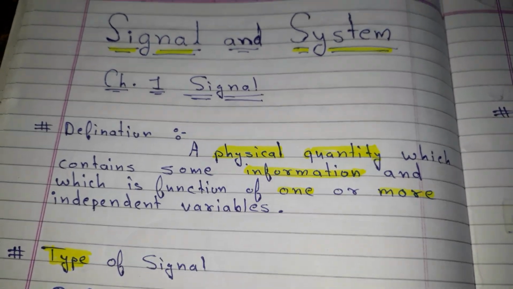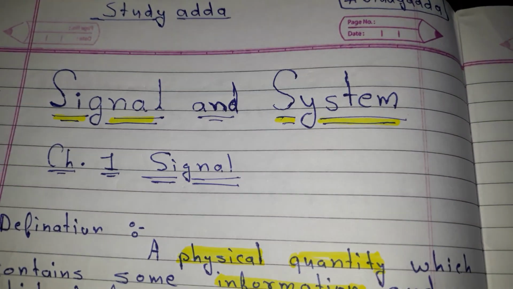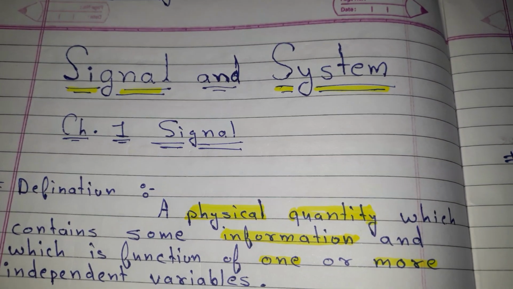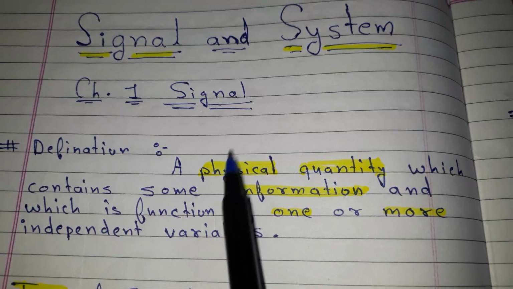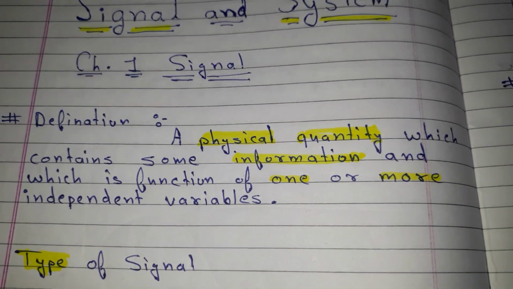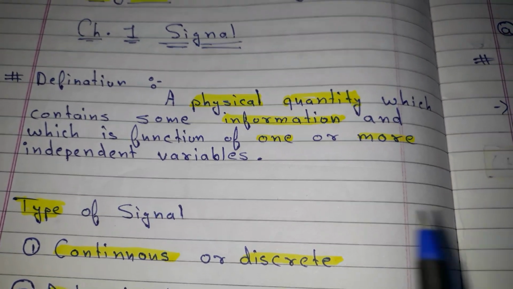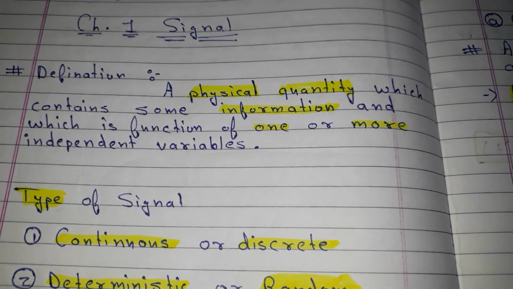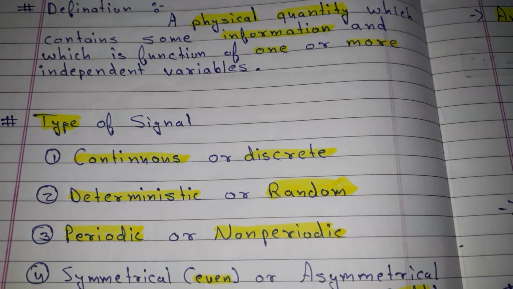Today's lecture is on signals and systems. In signals and systems, we discuss the signal. What is a signal? A signal is a physical quantity which contains some information. Okay, so let's go.